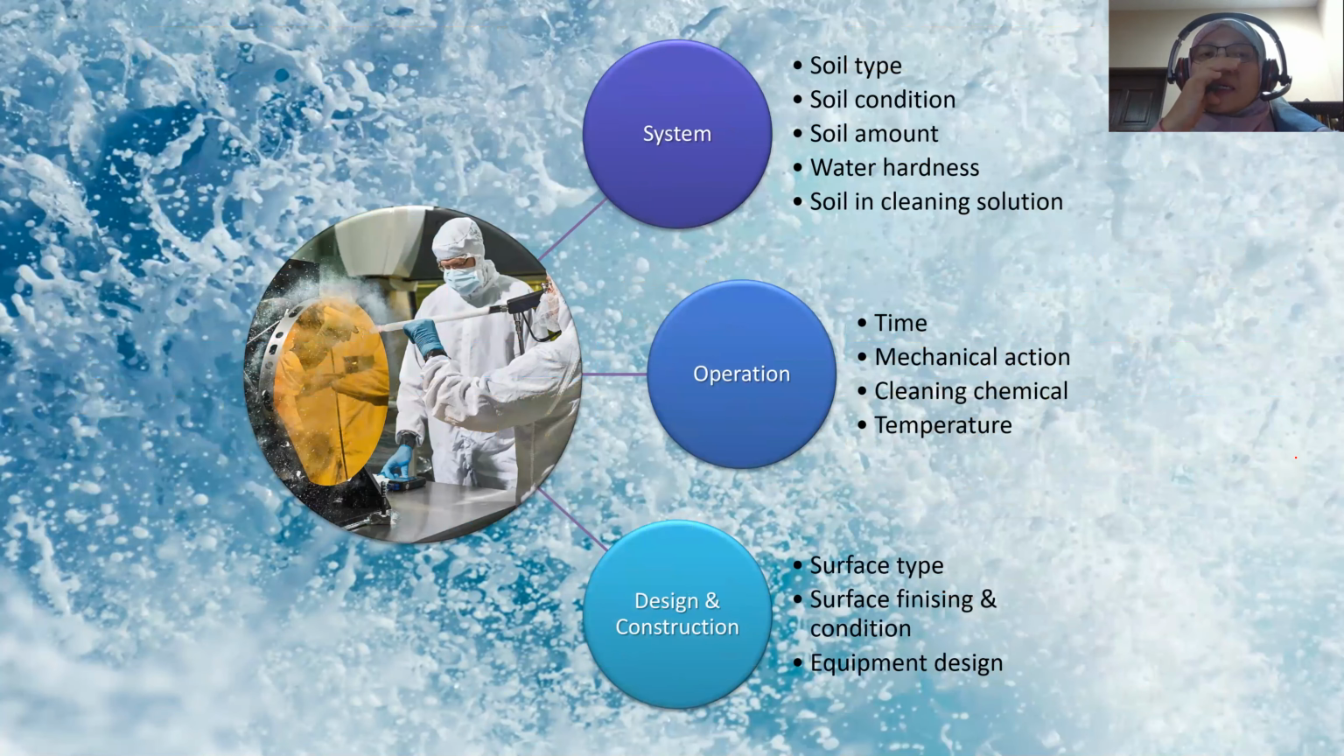Cleaning rates are influenced by these three parameters: system, operation, and design and construction. If you look here, what we mean by the system is the system of the soil, and anything that may influence the cleaning.